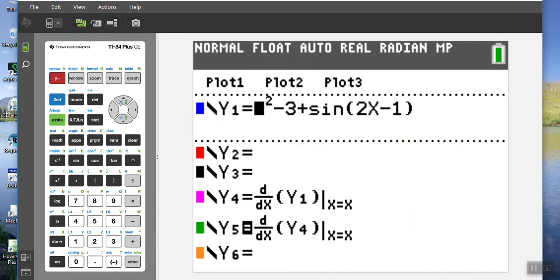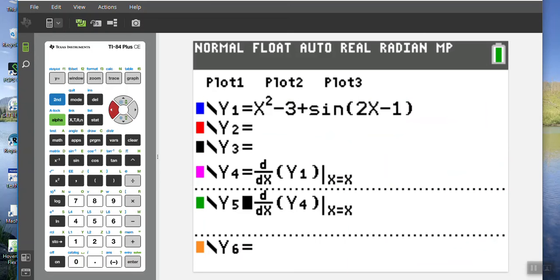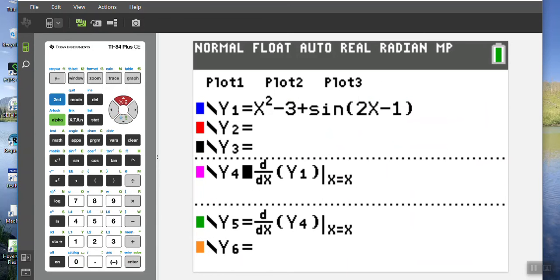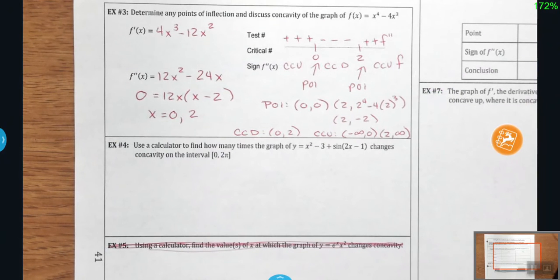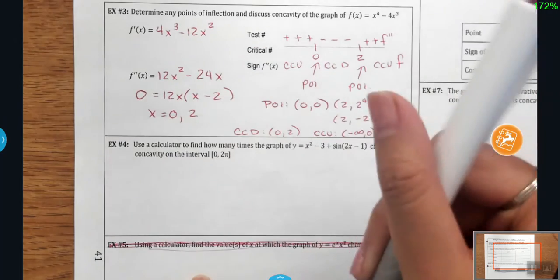You can also tell from the first derivative, so if you didn't want to graph the second derivative, you should be able to find points of inflection from the first derivative. How? Every time you reach a maximum or a minimum on the first derivative, your second derivative should hit 0 and change concavity. So 1, 2, 3, 4. You don't have to graph the second derivative. Just make sure you know the connection between all of them. Okay, here you go. All right, so this was 4 times.